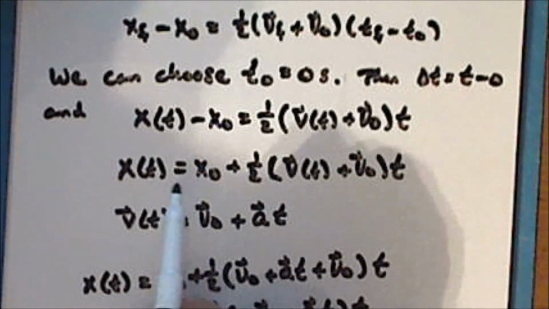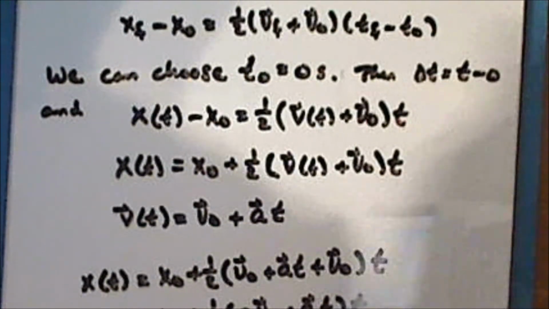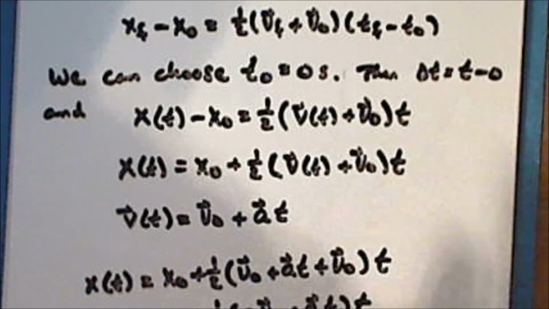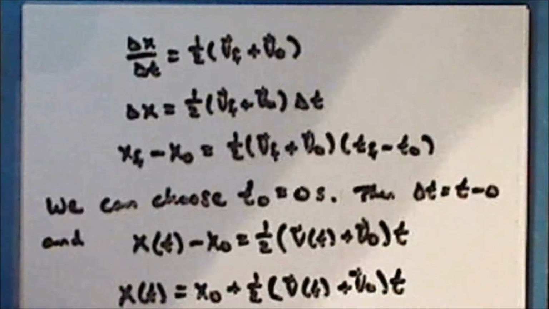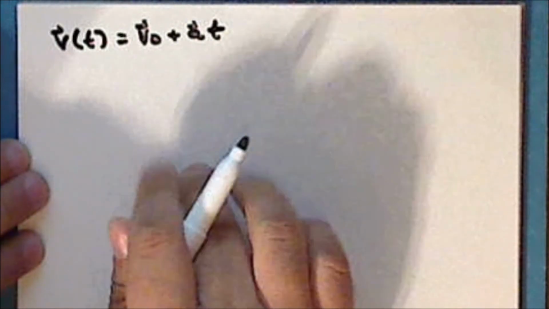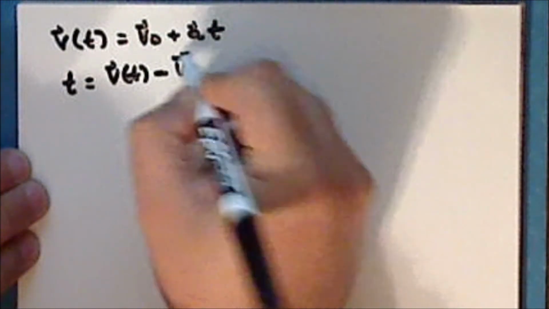Now in this equation we can also choose to eliminate the variable t by solving for the variable t in the first equation and replacing it in this equation. So once again, in the first equation we have that the velocity at any given time t is equal to the initial velocity plus the acceleration times the time t. And so the time t is the difference of the velocity at the given time t minus the initial velocity, divided by the constant acceleration.